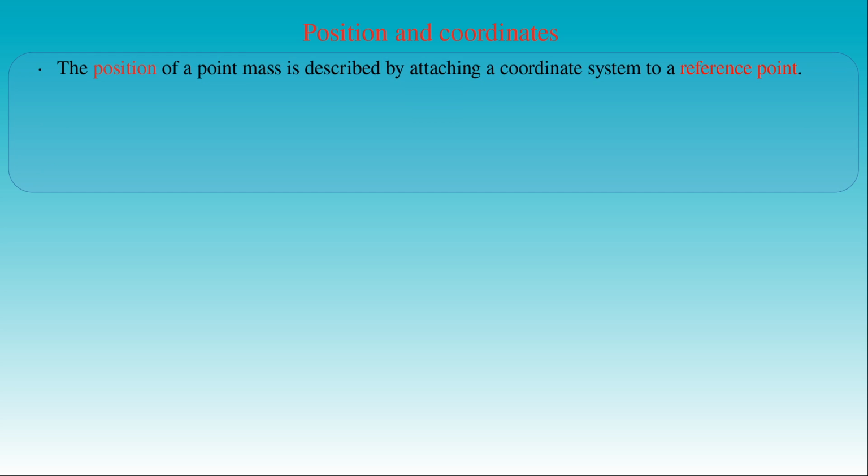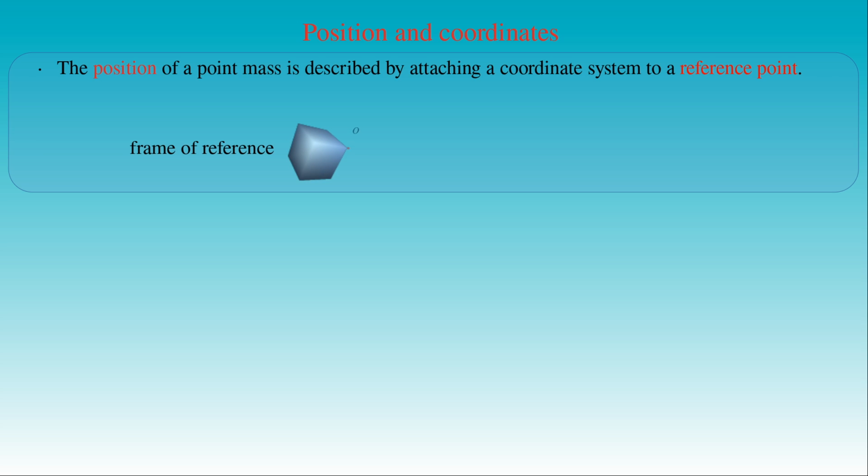In the definition of the kinematic quantities we used only a reference point attached to any frame of reference. However, in order to describe the motion with mathematical formulae, we need to attach a coordinate system to a reference point. Then the position of a point mass can be described in this coordinate system. This cube represents the frame of reference we have chosen, and we will describe the motion of a point mass with respect to this frame.